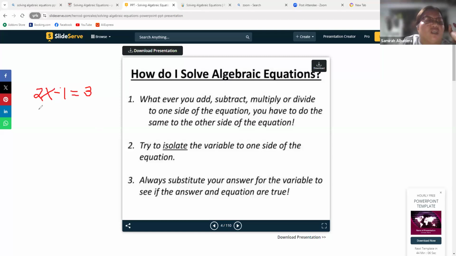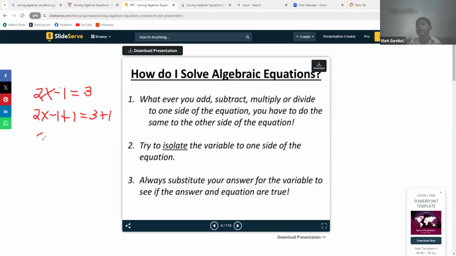So what we are going to do is like this: 2x minus 1. Okay, take note. Our goal here is to make sure that what will remain on this side will only be 2x. Therefore, we are going to add 1. Since we added 1 to this side, make sure that we will also add 1 to the other side, to the right side. Okay.